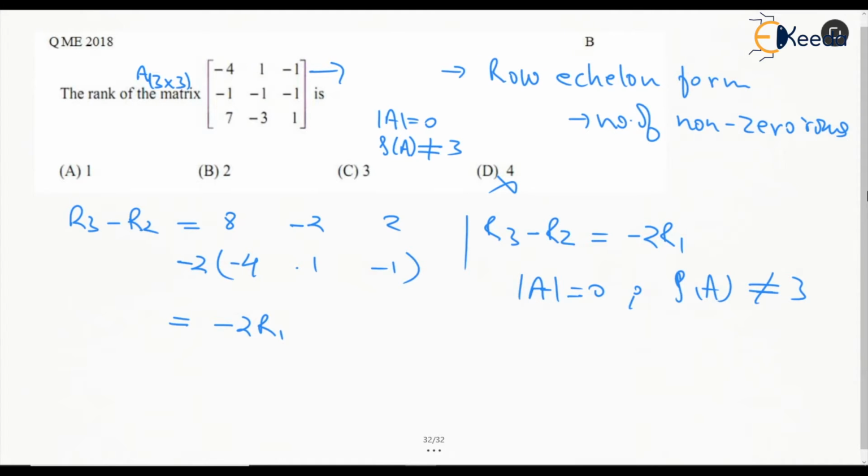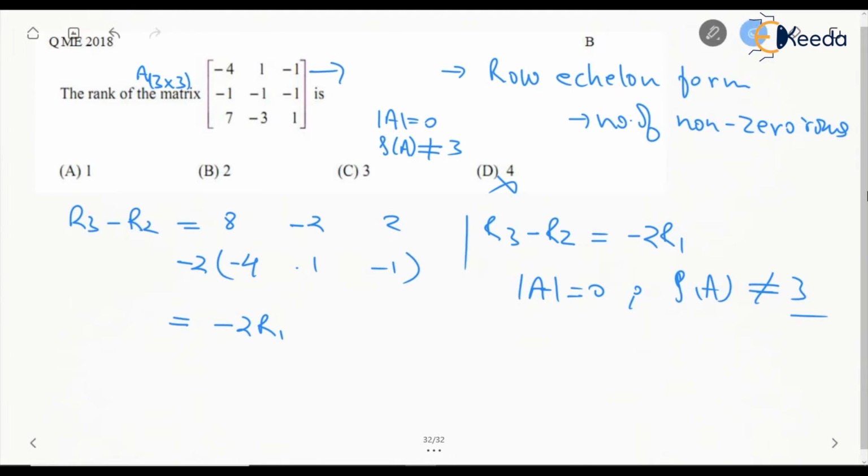See, it looks like a lengthy process. We could have directly done the row echelon form and understood what the rank is. But just because I'm trying to make you understand this, it is taking time. Otherwise, once you start observing, in a fraction of a second you can say the rank is not 3, and then if it is not 3, you'll have to check minor of order 2.